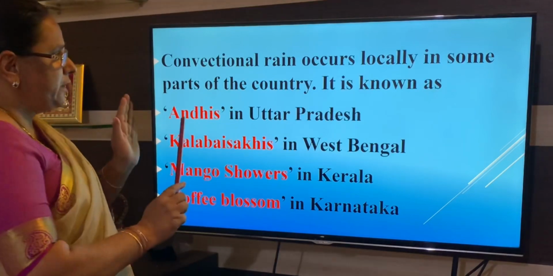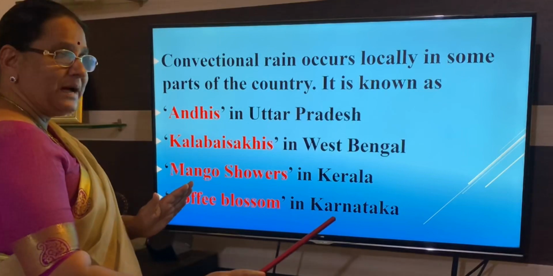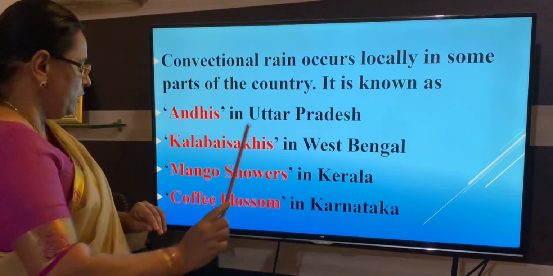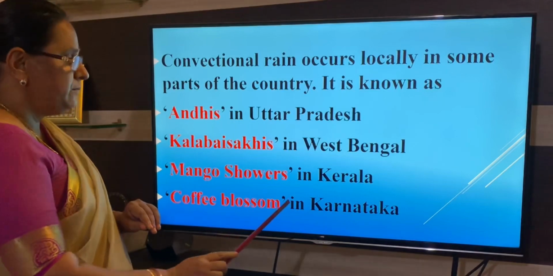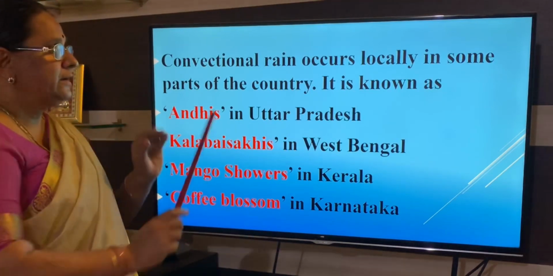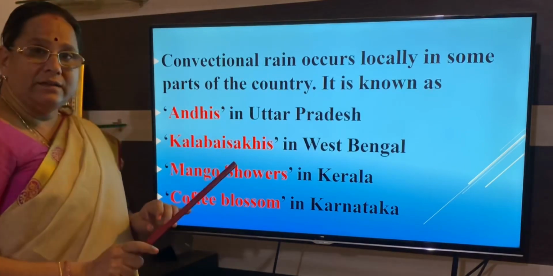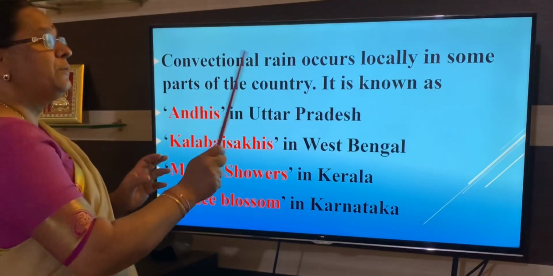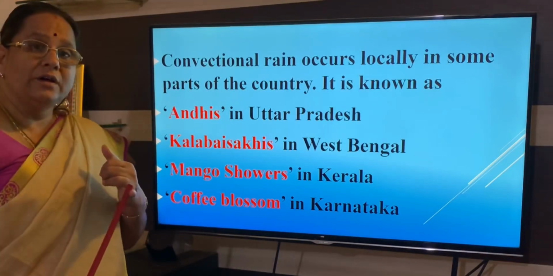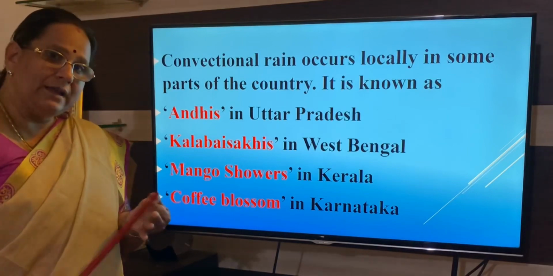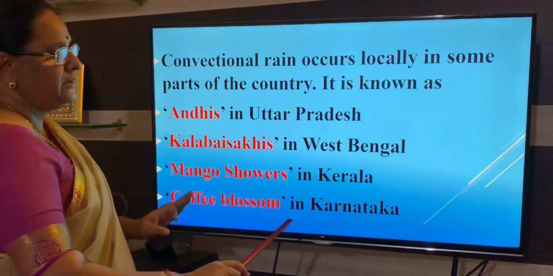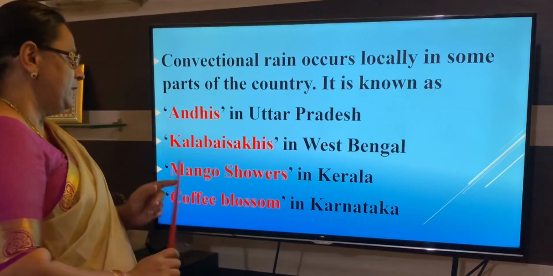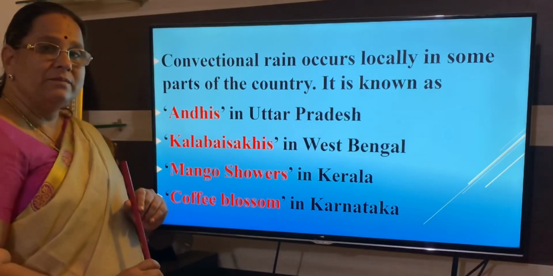So remember here, children, the convectional rainfall in different parts of India is called by different names. Andhi in Uttar Pradesh, Kala Baisakhi in West Bengal, mango shower in Kerala, coffee blossom in Karnataka. So remember, convectional rainfall occurs due to local, continuous heating. And the rain occurs during the months of April and May, in the afternoon. You will see lightning and thunder there. And the next one is, it is called by different names in different parts of India: Andhi in Uttar Pradesh, Kala Baisakhi in West Bengal, mango shower in Kerala, coffee blossom in Karnataka.